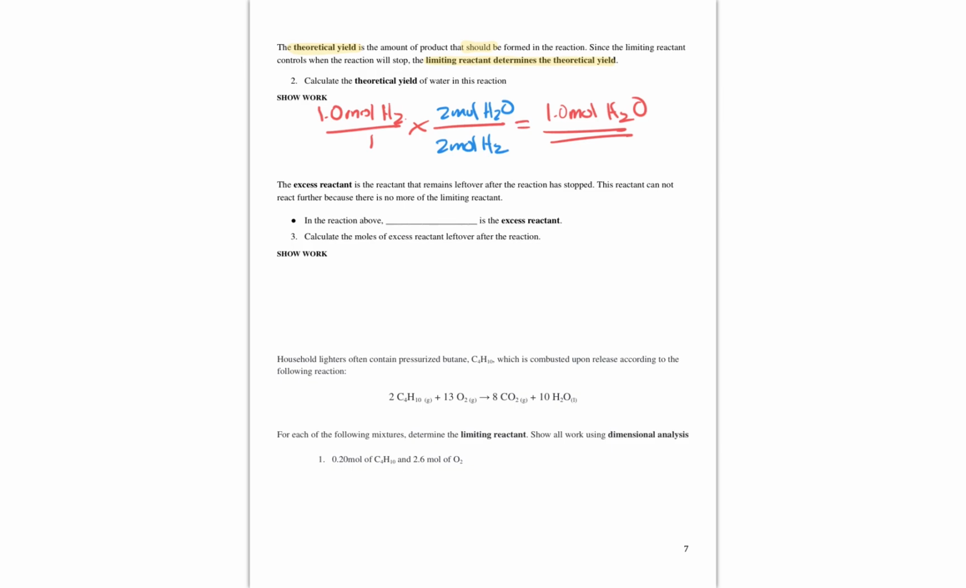The excess reactant is the reactant that remains left over after the reaction has stopped. This reactant cannot react further because there's no more of the limiting reactant to combine with or to react with. In the reaction above, oxygen gas was our excess reactant.